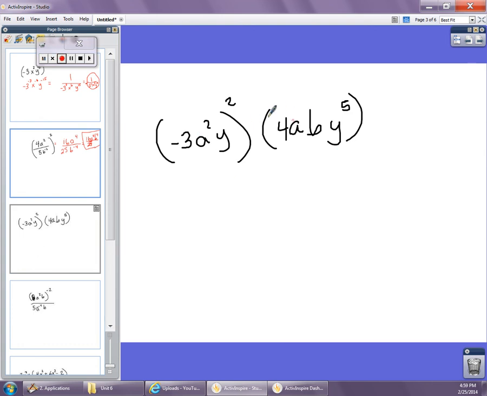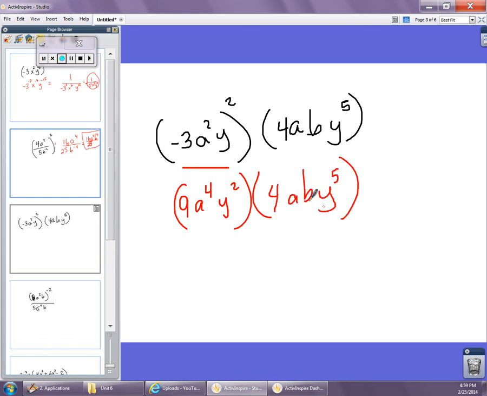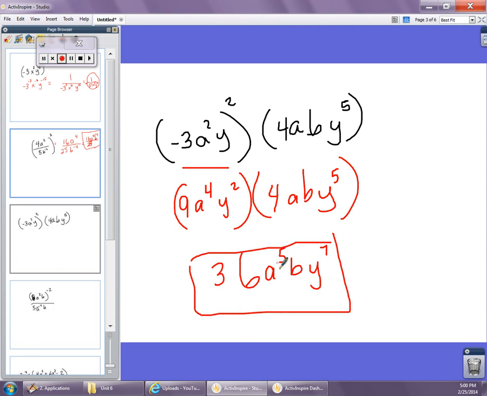Next one is the multiplication of two monomials, but you first want to square this entire one. So negative 3 squared is actually a positive 9, a to the 4th y squared, times this. Multiply the numbers, and I can multiply anything with the same base. A to the 4th times a is a to the 5th. Y squared times y to the 5th is y to the 7th. There's nothing times b, so I'm going to leave it as b. That's 36, a to the 5th, b, y to the 7th. I put it in alphabetical order. It's okay if you switch the b and the y, or the a and the b.